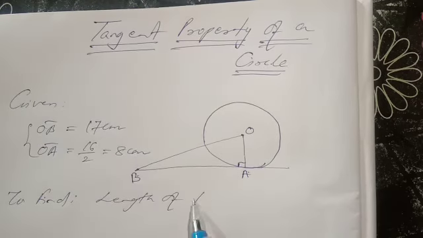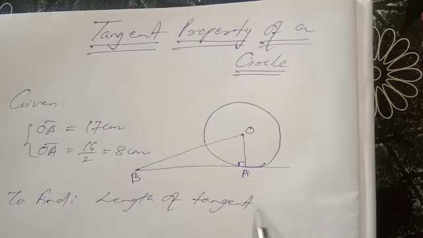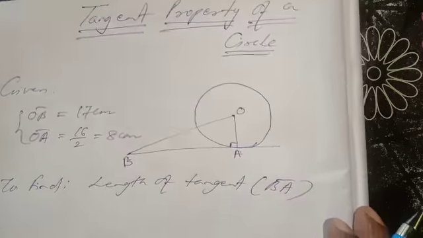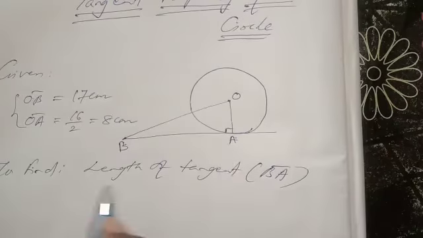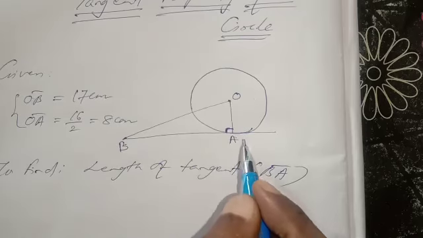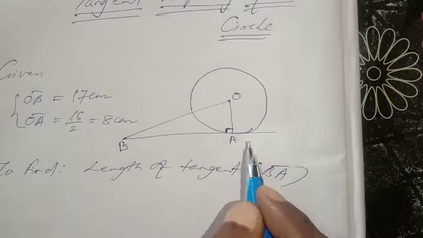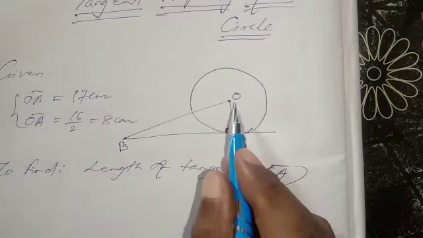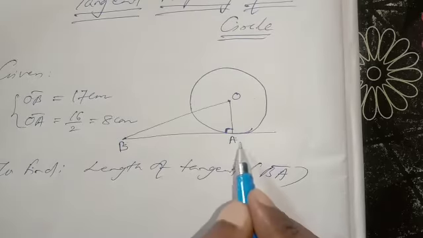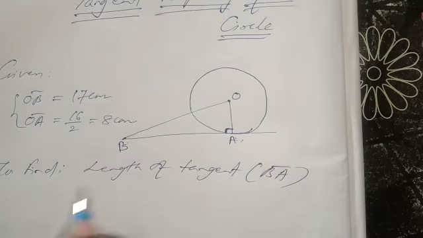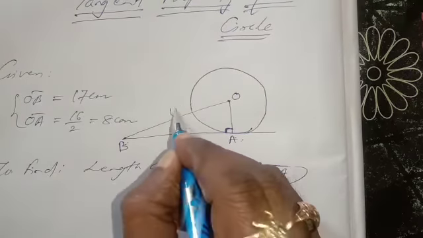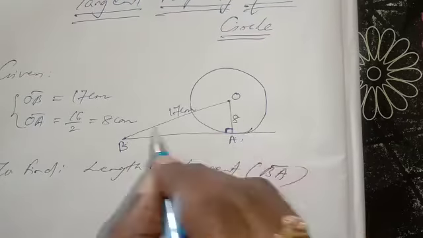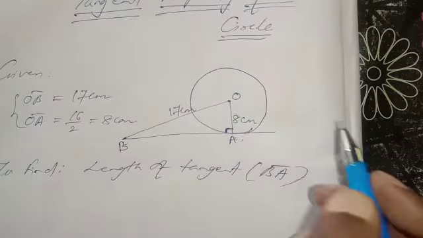The length of the tangent, that is BA, we have to find out. So using the Pythagoras theorem, this is 90 degree, as you know, the tangent at the point of contact and the radius will be perpendicular to each other. That means OA is perpendicular to BA. Using Pythagoras theorem, OB is given 17 centimeter, the diameter is 16, so the radius will be half, 8 centimeter.